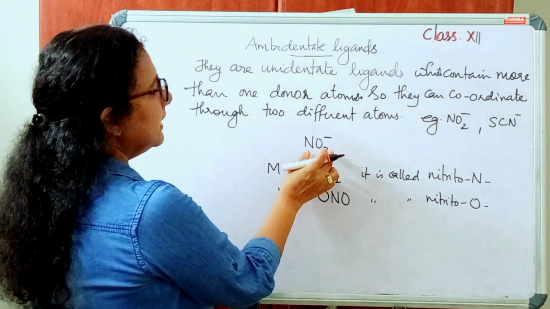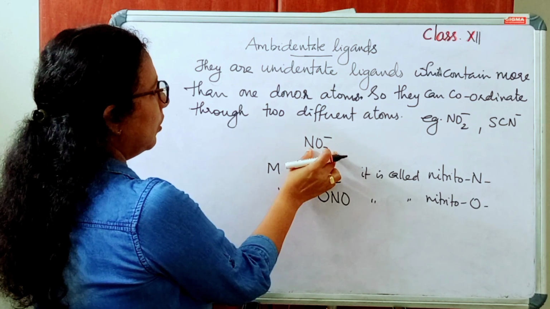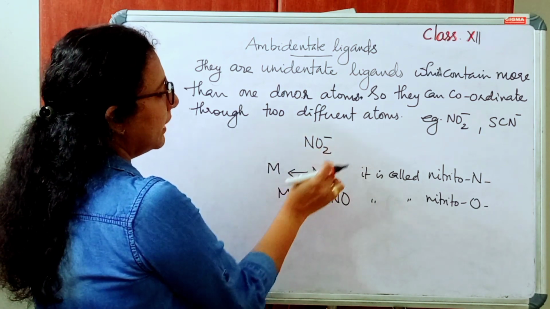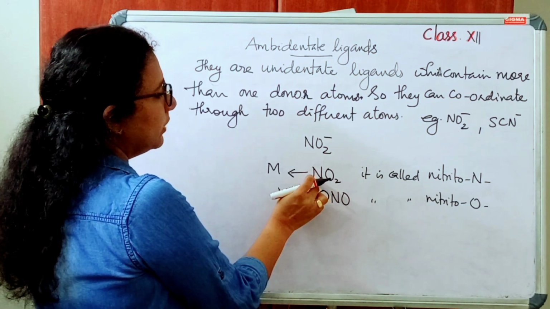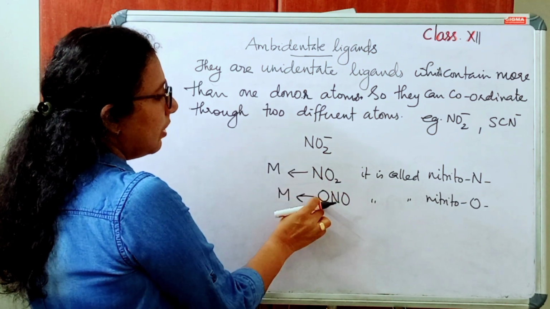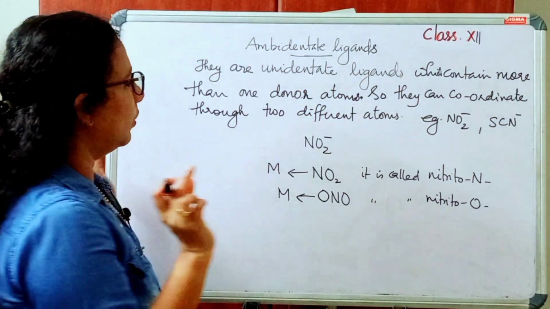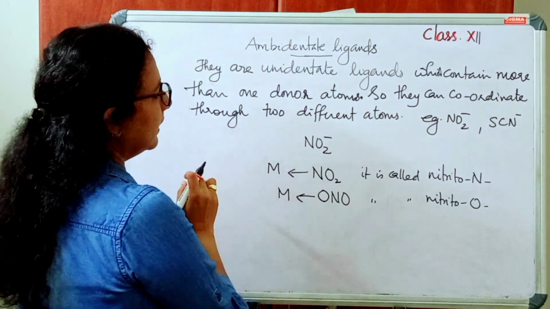So the same ligand can coordinate through two different atoms. In the case of NO2 minus, it can coordinate through nitrogen and oxygen, but at a time it can coordinate through one donor atom. So it's a unidentate ligand itself.